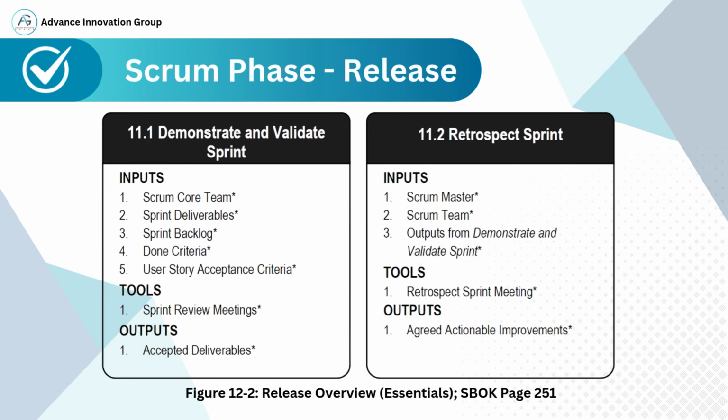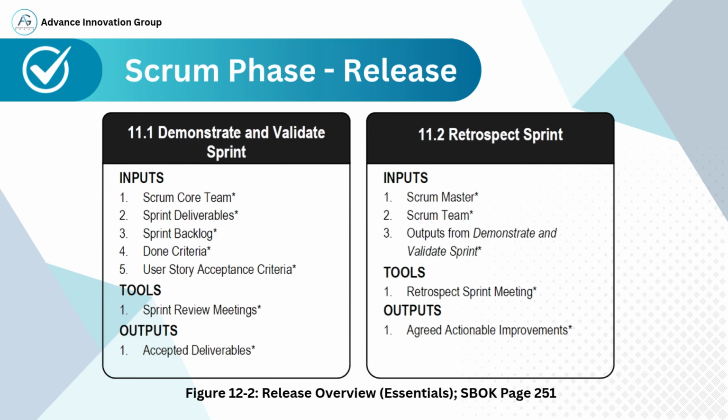1. Scrum Master, who facilitates the meeting and ensures a safe, open discussion. 2. Scrum Team, the development team that participates actively in this process. 3. Outputs from the previous step: learnings and deliverables from the Demonstrate and Validate Sprint process.